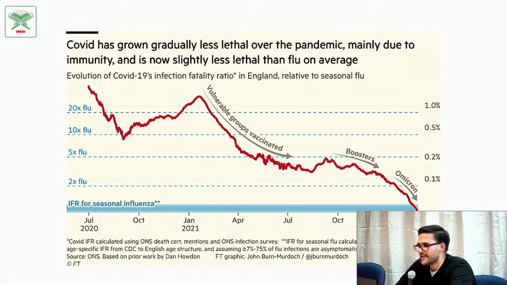And if we go to the next slide, this is a provocative figure from the Financial Times. It's depicting England, but I think a similar trend would be seen in the US. And it has shown that COVID has gradually become less lethal through the pandemic than seasonal flu. What this means is that initially, COVID death rates were 10, 20 times higher than flu.